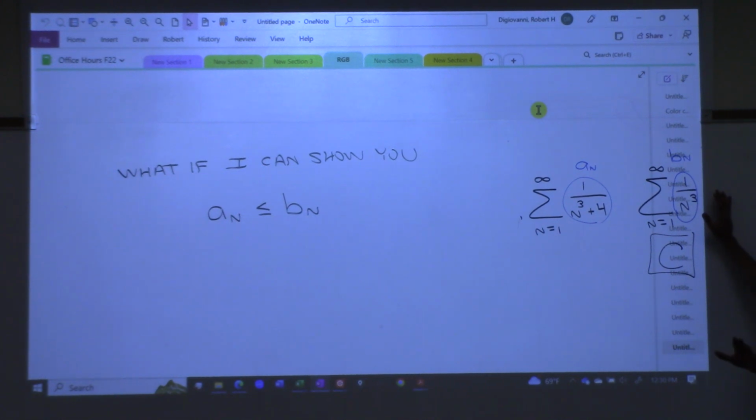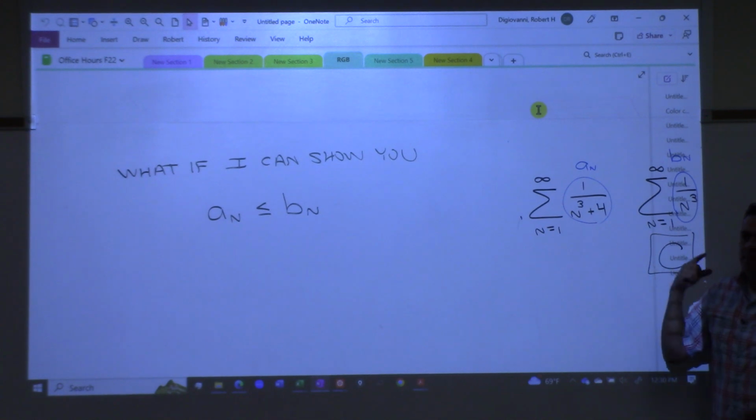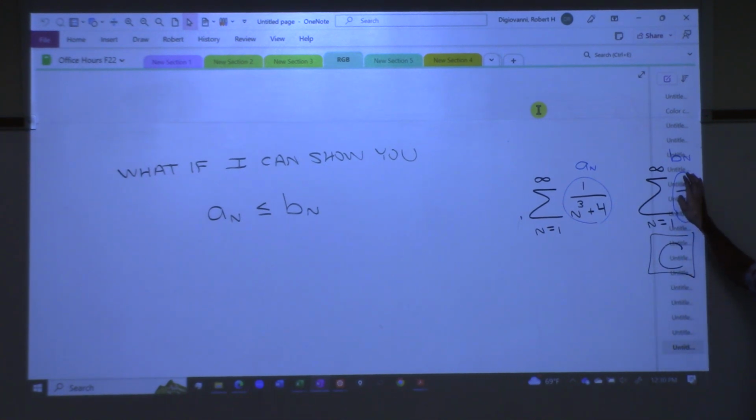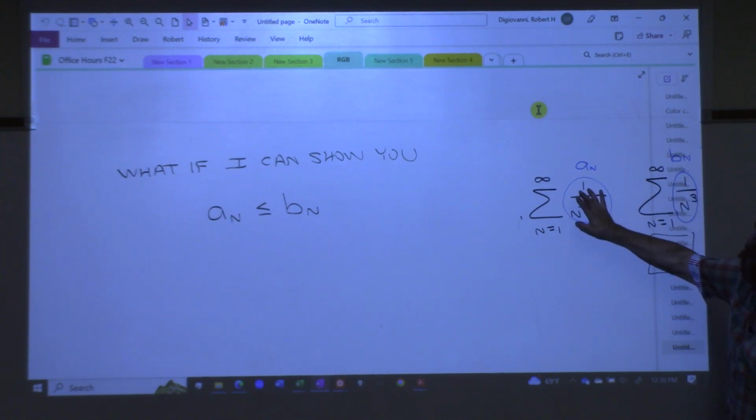Yeah, let me keep going, because that's a road we're going to go off. Okay, we know what this does, right? We don't know what this does. But I'm telling you, what if I can now show you that this, right here, is always bigger than that? Any expression I have here is always bigger than that expression here.